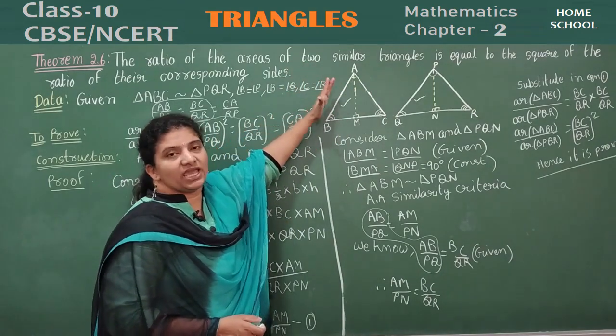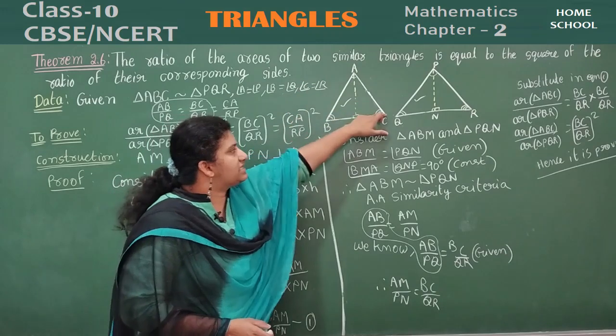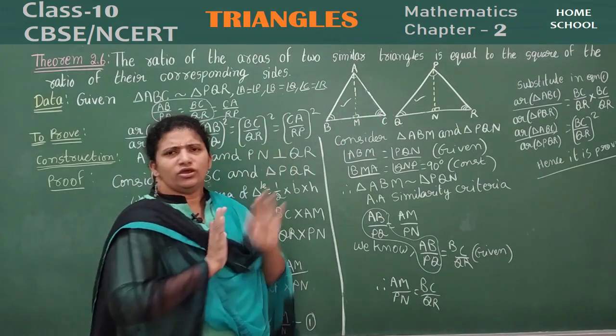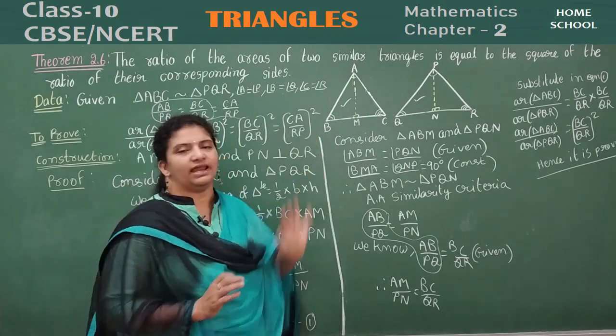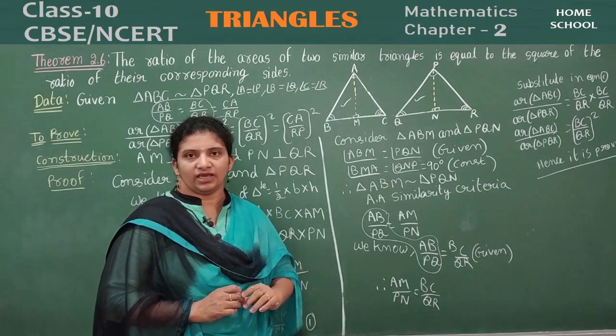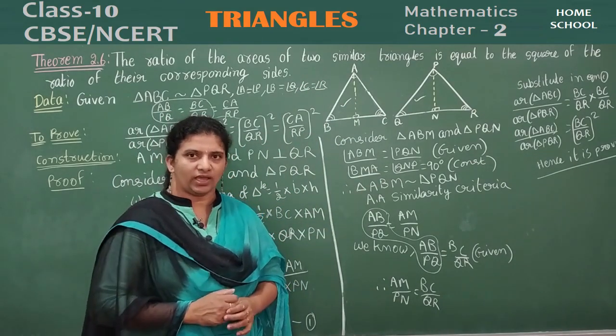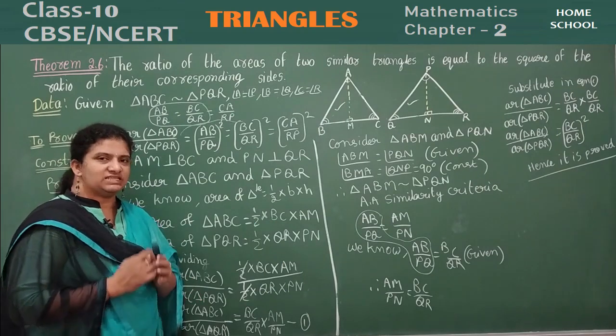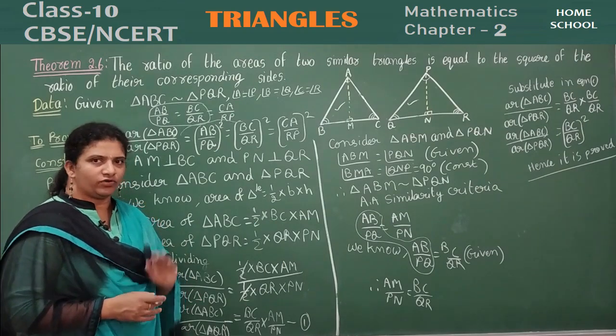Suppose you want to prove AB square. From C, you draw a perpendicular. No change, just change the letters. I draw the figure there. I give you the hint there. Okay, so just let's have a quick recap of your theorem.